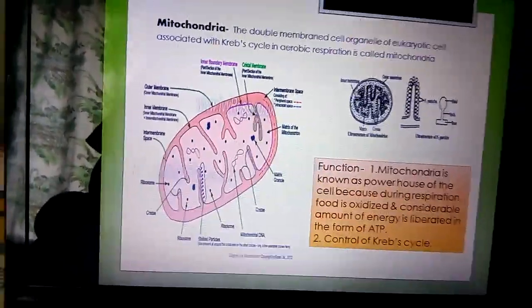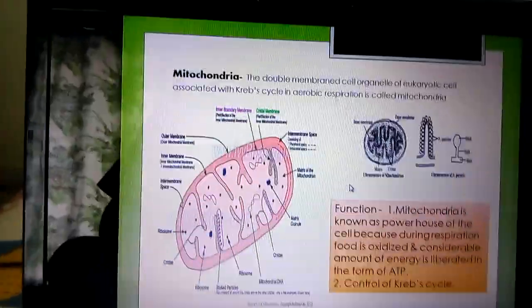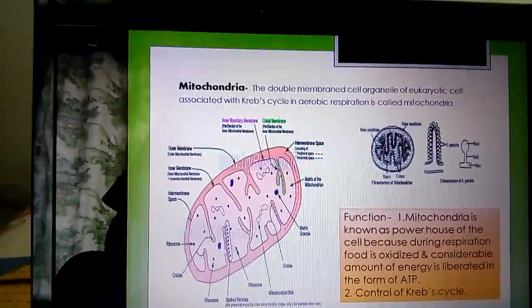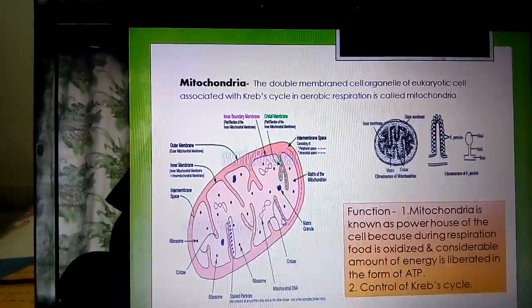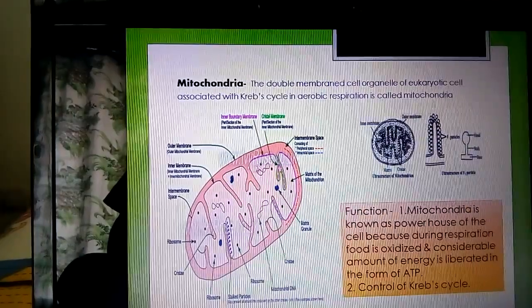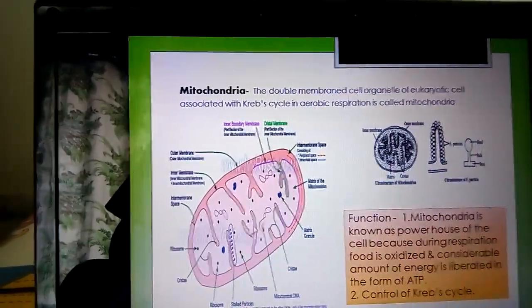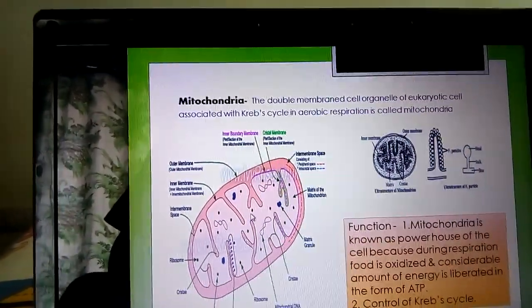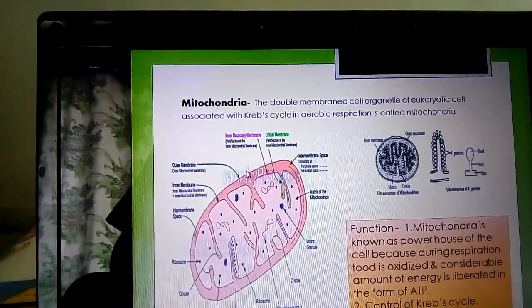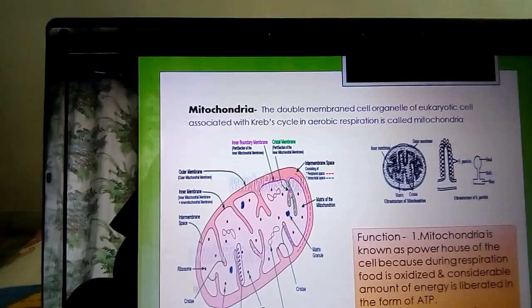Next, know about the ultrastructure of mitochondria. Mitochondria mainly consist of two parts. One is the membrane portion, and the other is the inner portion of the mitochondria, which is filled with fluid. This is known as the matrix. So first we know about the membrane portion.